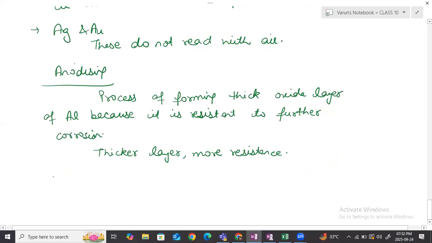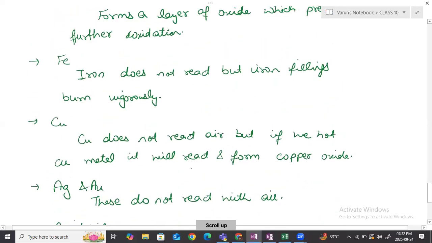Next chemical property that we have is when metal reacts with water. As different elements have different reactivity with oxygen, in the same way different metals have different reactivity with water. Just note it down first.